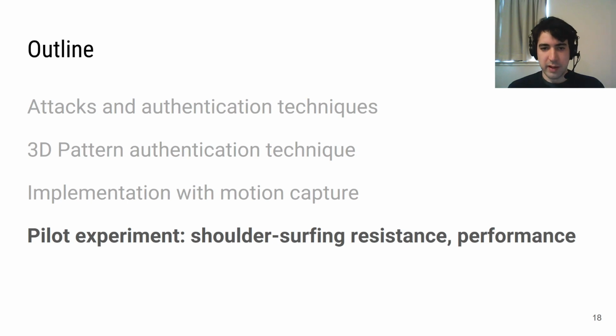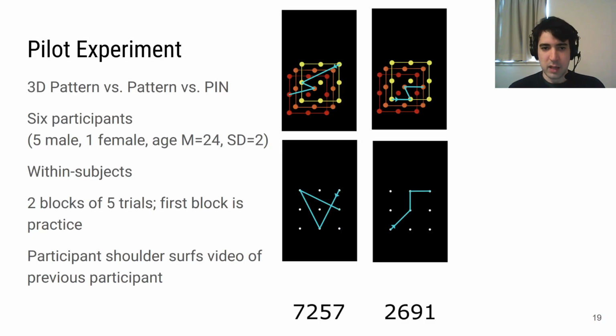Now I'll talk about the pilot experiment that we conducted, measuring the shoulder surfing resistance and performance of our technique. Our experiment compared our 3D pattern technique to the conventional pattern and pin locks. It was a within subjects design, and we recruited 6 participants. For each condition, or in other words, for each authentication technique, there were 2 blocks of 5 trials, and the first block was a practice round.